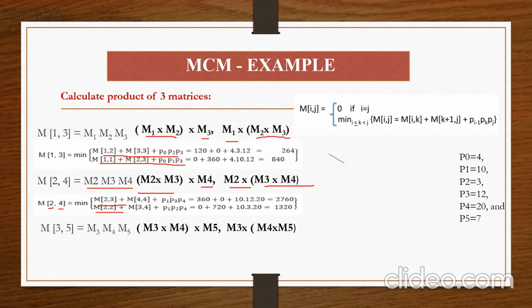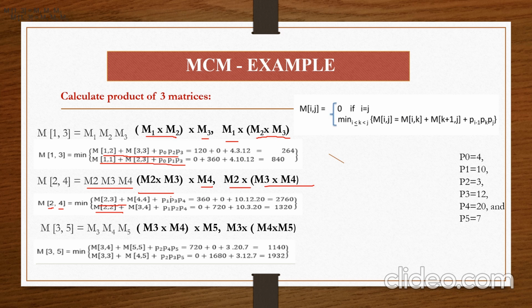And the next is m[3,5]. Here we are going to multiply M3, M4, M5. The two possibilities of multiplications are given. i is 3, j is 5 and k will take two values, 3 and 4. When k is 3, this is the formula, and when k is 4, this is the formula. So we will calculate the values as 1140 and 1930.